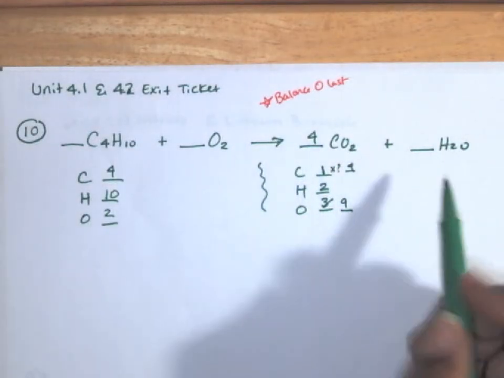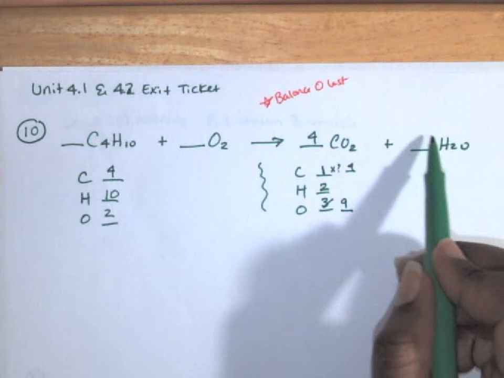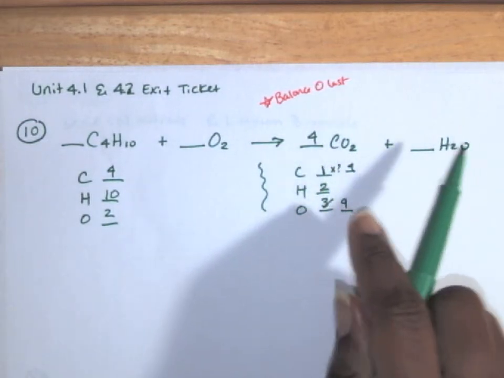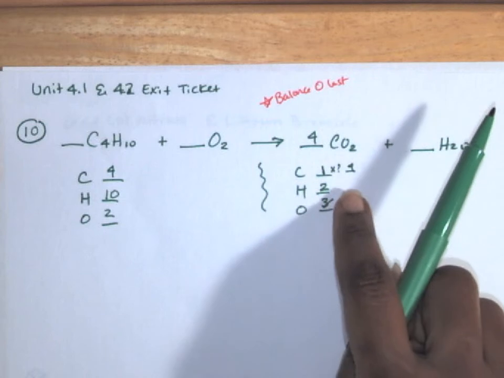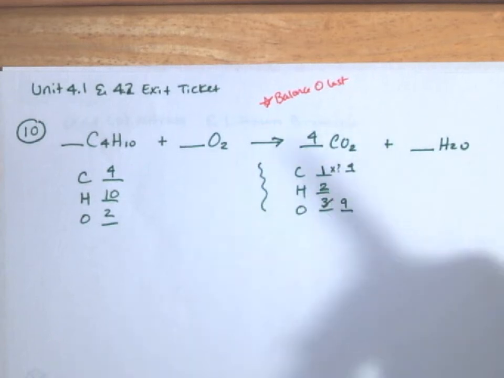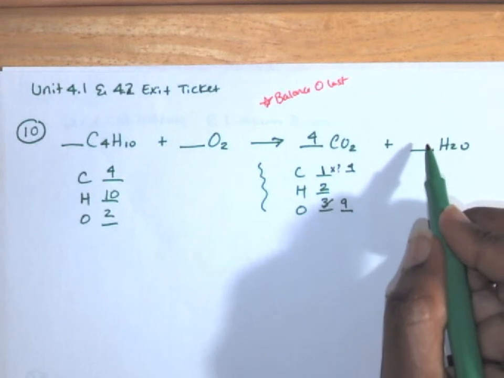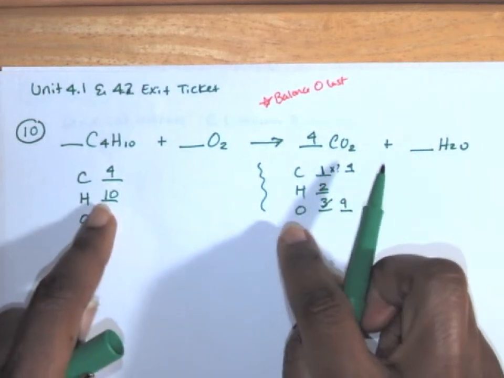So once again, I need to figure out what coefficient I'm going to put in front of the water in order to get it to be the same. And the reason why I'm doing it in front of water is because this is the side with the least number of hydrogens, and coefficients multiply, right? So I'm going to put on coefficients that will multiply to get both sides to have the same.